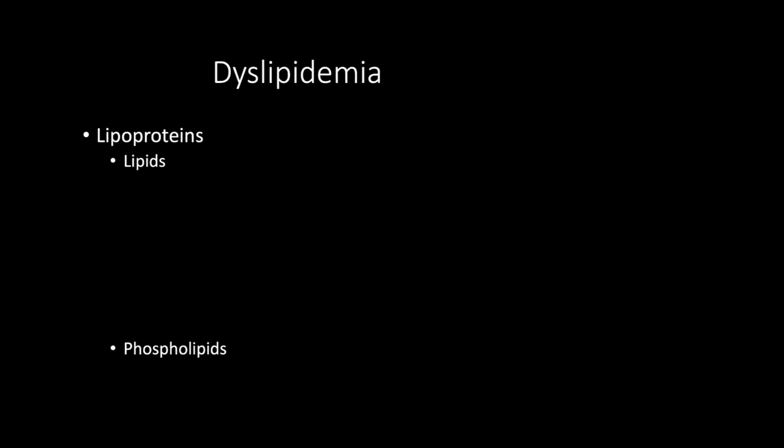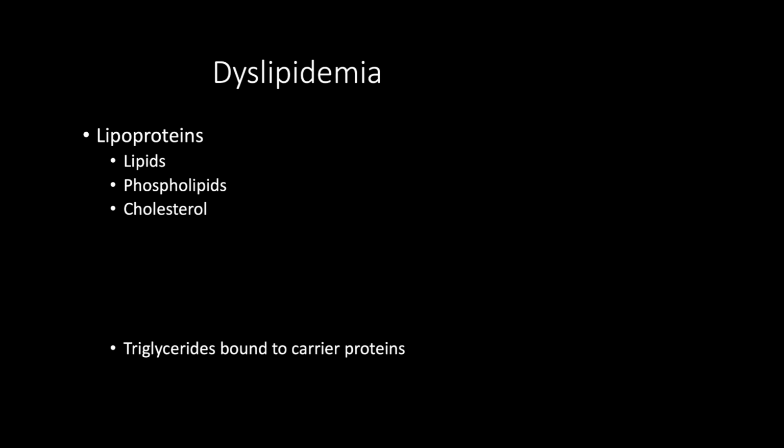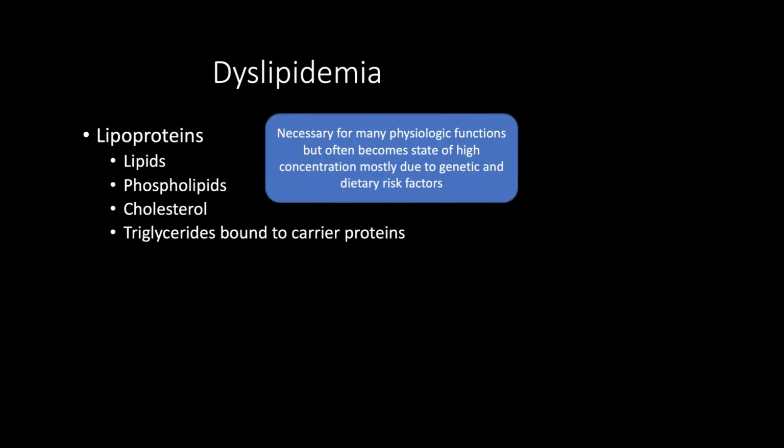Let's talk about dyslipidemia. So we have lipoproteins, which are either lipids, phospholipids, cholesterol, triglycerides, which end up being bound to carrier proteins. That's how they move throughout. These actually are good things when they're in numbers that they're supposed to be. We need these for normal physiologic functions. It only becomes pathological when we have too much of it, or in some cases, too little.